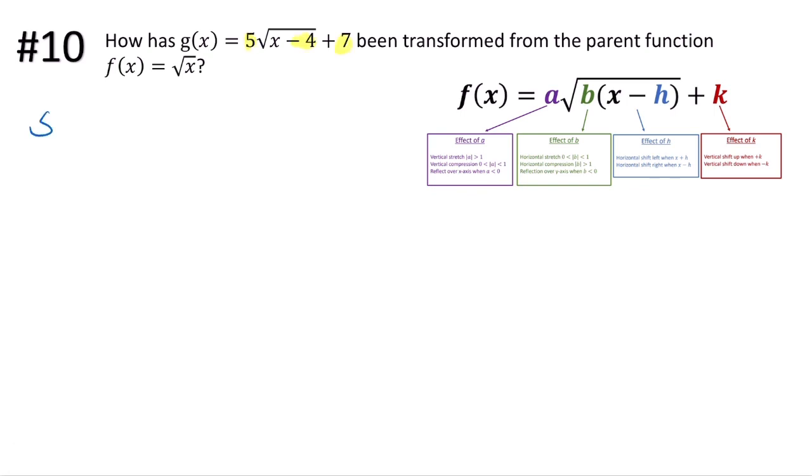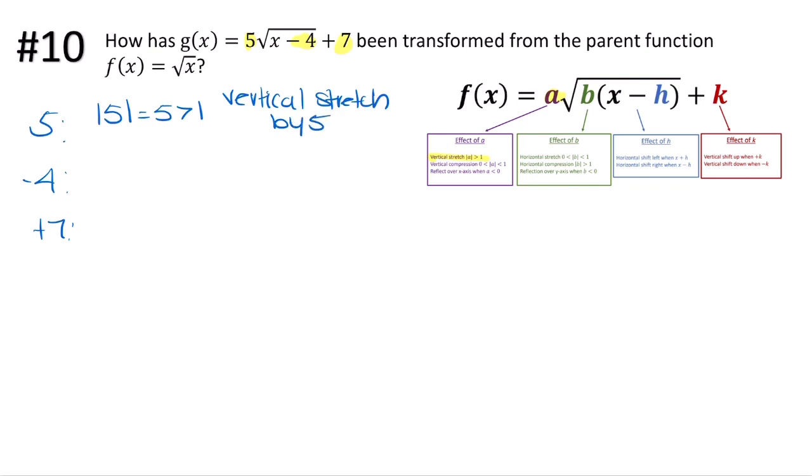So I have a 5, I have a -4, and I have a plus 7 that I need to think about. Well, that 5 is in front, right? That 5 is the value of a. The absolute value of 5 is 5, and that is greater than 1. So that is going to be a vertical stretch, okay? So we're going to say vertical stretch by 5.